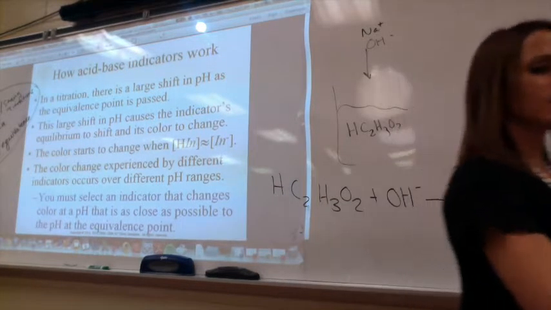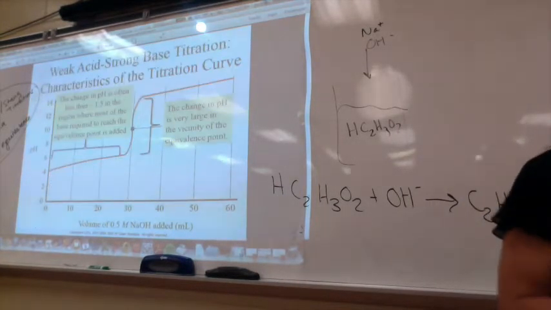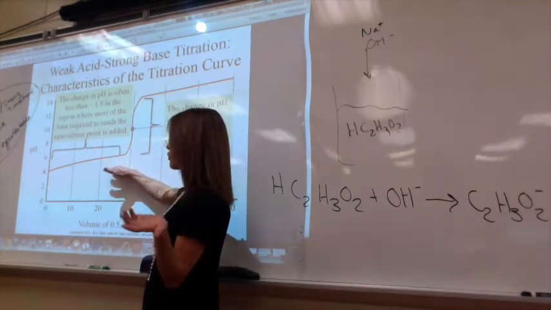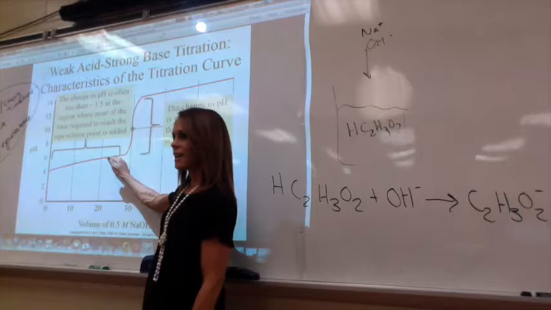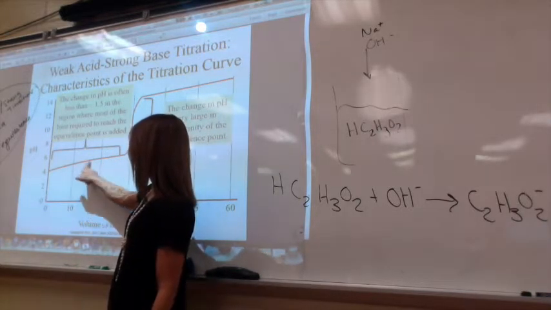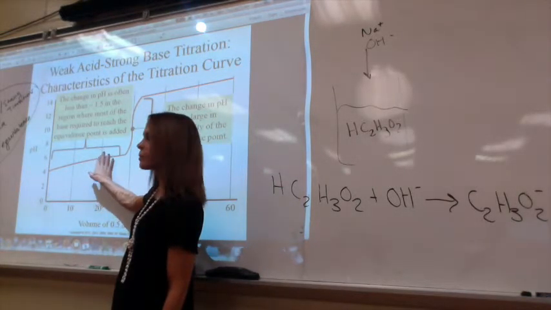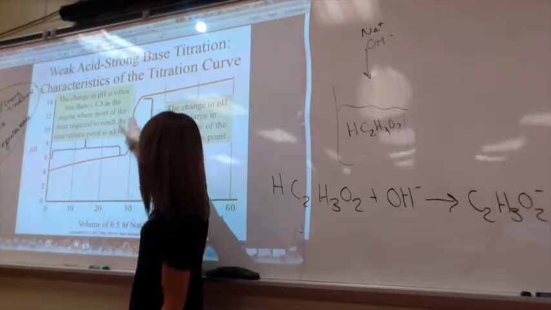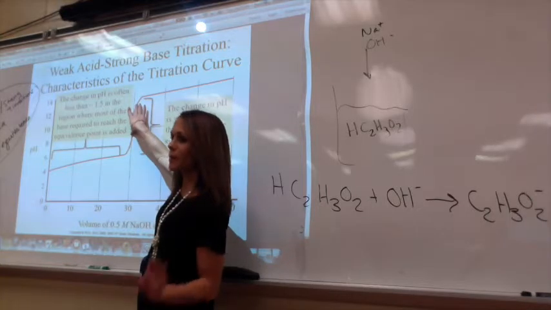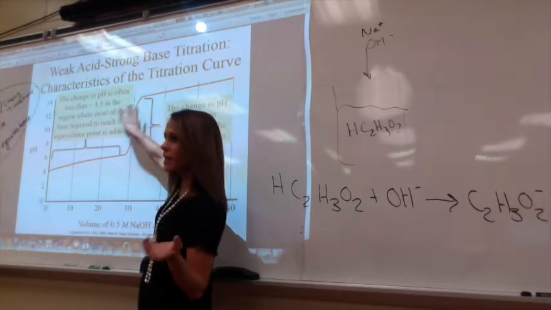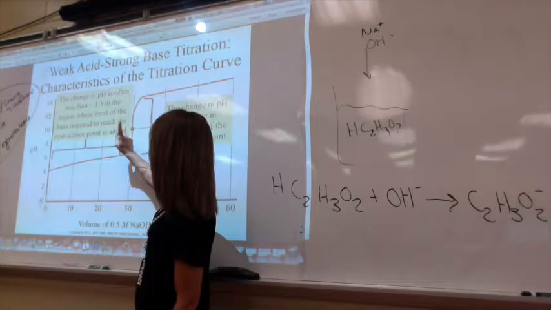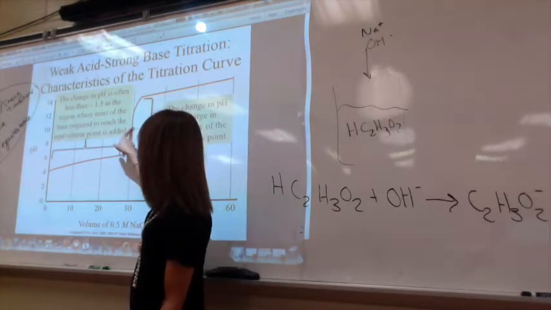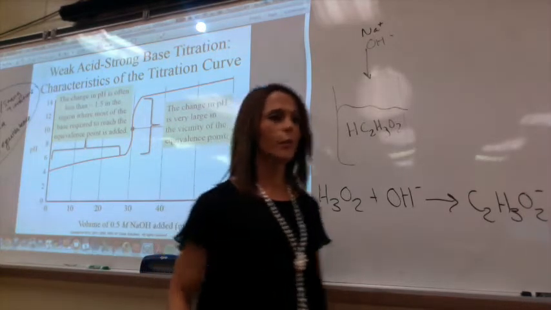What if I go back to this graph and I chose an indicator that shifts between 3 and 4? Right? If I chose an indicator that shifts between 3 and 4, it's going to change color before I'm at my equivalence point. That's not going to help me. I want it to change color in this region, and I might be a drop off, but it'll be changing color in this region. So if I were going to choose an indicator, I would want the pH of the indicator to change at roughly 9. That's what I'm going to be looking for.